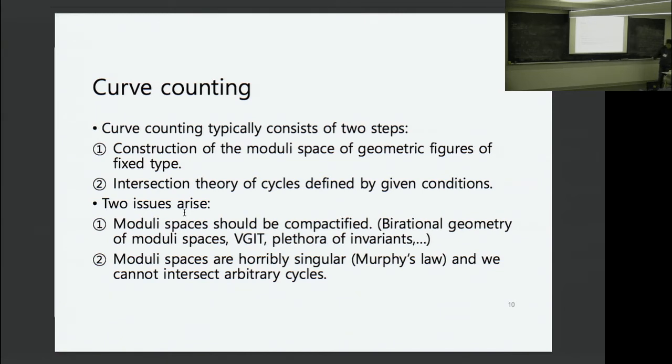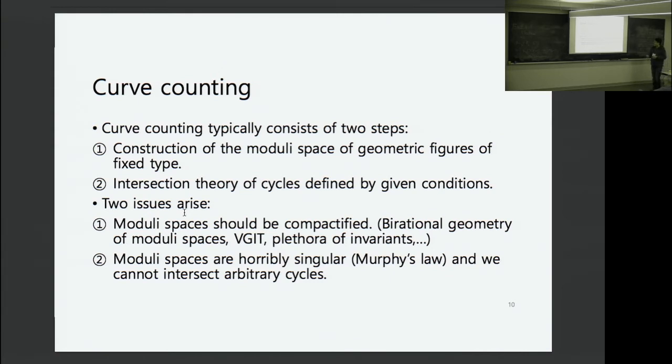Anyway, these two steps give us two issues. The first issue is that the moduli spaces should be compactified if you want to do intersection theory. But there are many, many ways of compactifying a space. If you're interested in curves, you can compactify the space of curves by the Hilbert scheme, for instance, by thinking of the curves as ideal sheaves. Or you can compactify by thinking about stable maps, or stable pairs. So there comes the issue of classifying them or finding relations between the compactifications. So there comes the issue of the birational geometry of moduli spaces and the variation of GIT and many, many invariants coming from different compactifications.